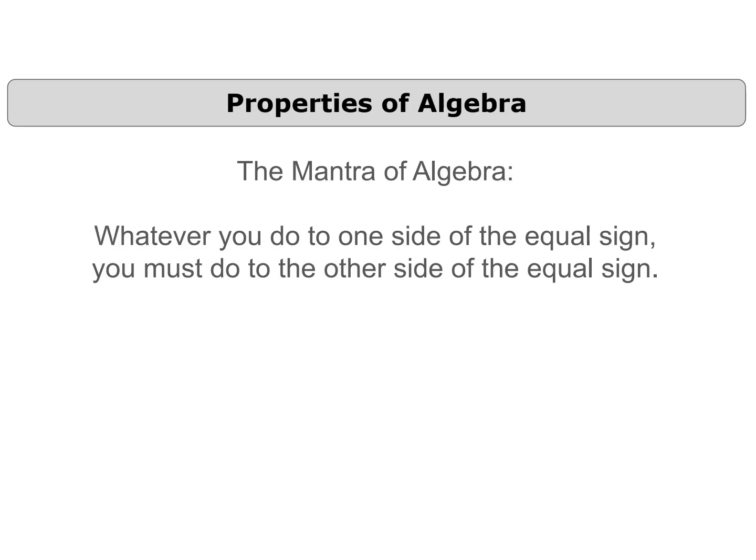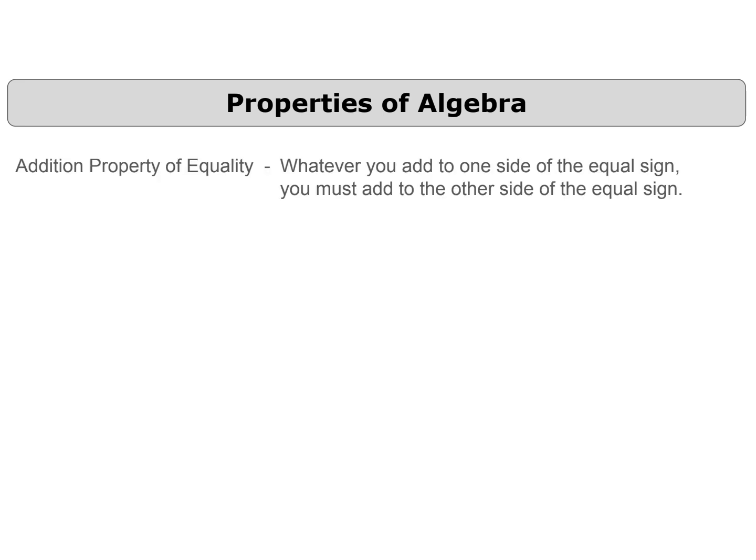The big rule in algebra is that whatever we do to one side of the equal sign, we must do to the other side of the equal sign. The addition property of equality states that whatever we add to one side of the equal sign, we must add to the other side of the equal sign.